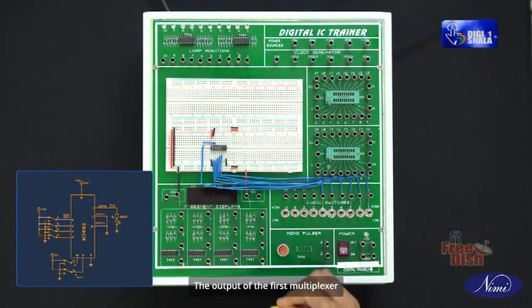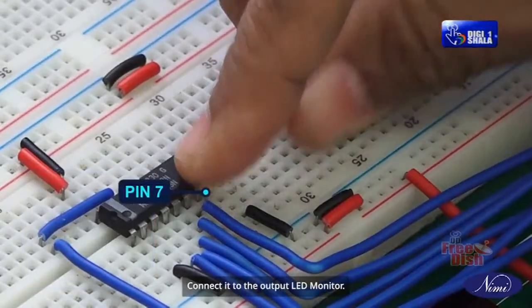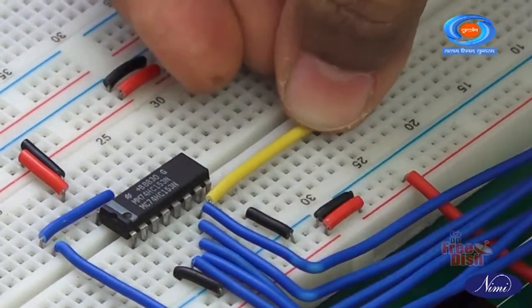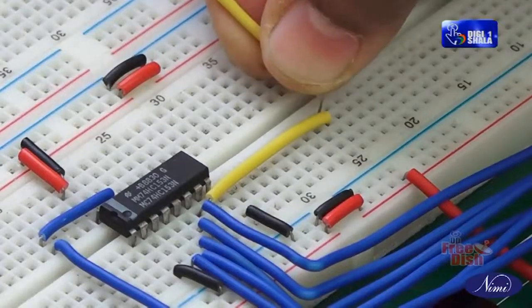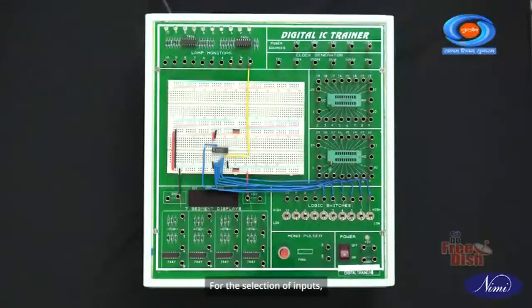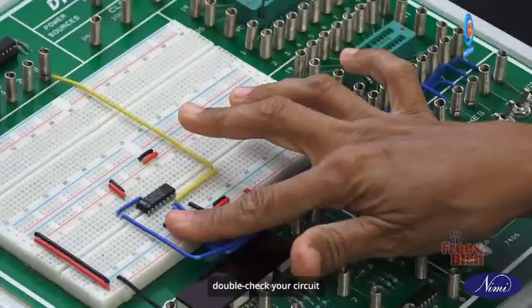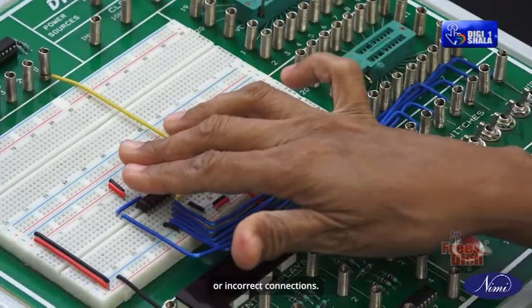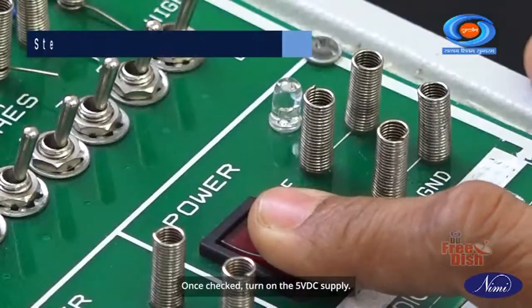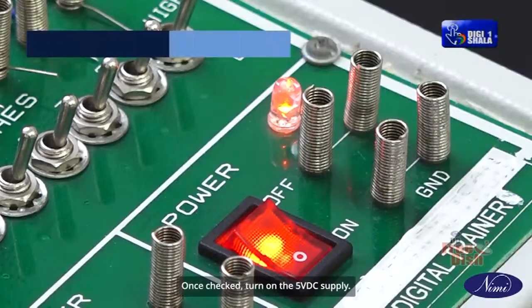The output of the first multiplexer is obtained at pin 7. Connect it to the output LED monitor. For the selection of inputs, adjust the toggle switches in the digital trainer kit to either 5 volt or 0 volt to represent the logic levels. Before powering up, double-check your circuit to prevent short circuits or incorrect connections. Once checked, turn on the 5 volt DC supply.